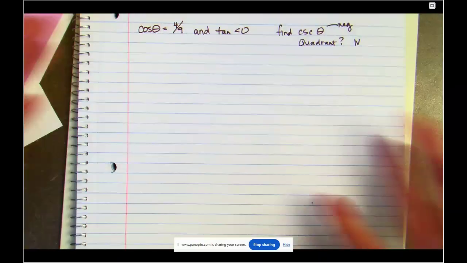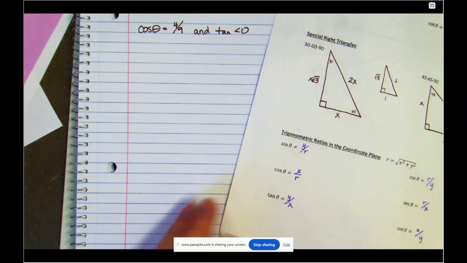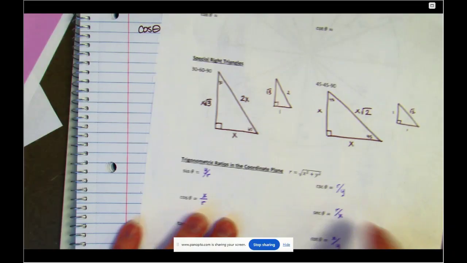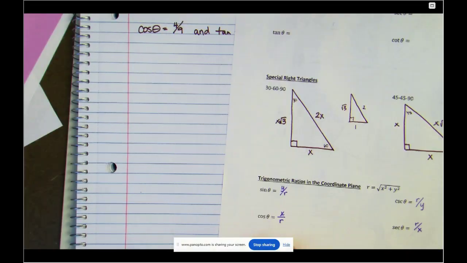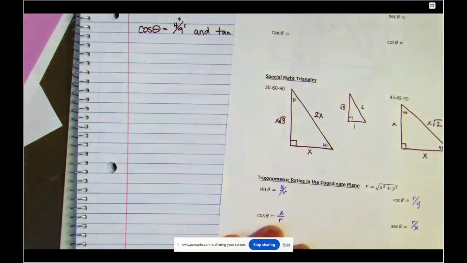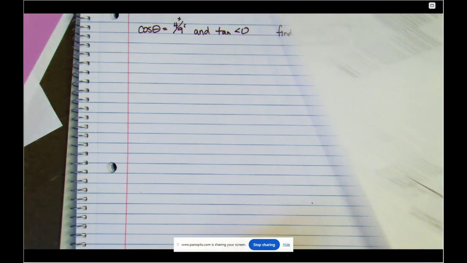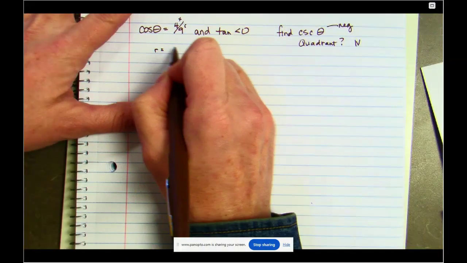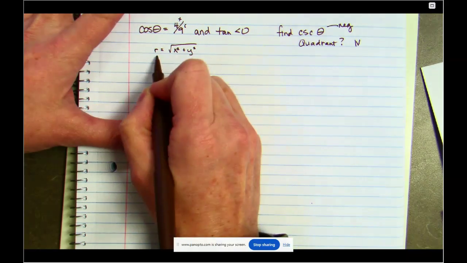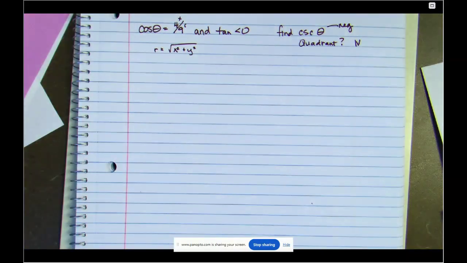Okay, now, if I need cosecant, I need r, which I don't have. What do I have? Cosine. I have x, and I have r, and I need y. So use that formula: r equals the square root of x squared plus y squared. You guys go ahead and find y.